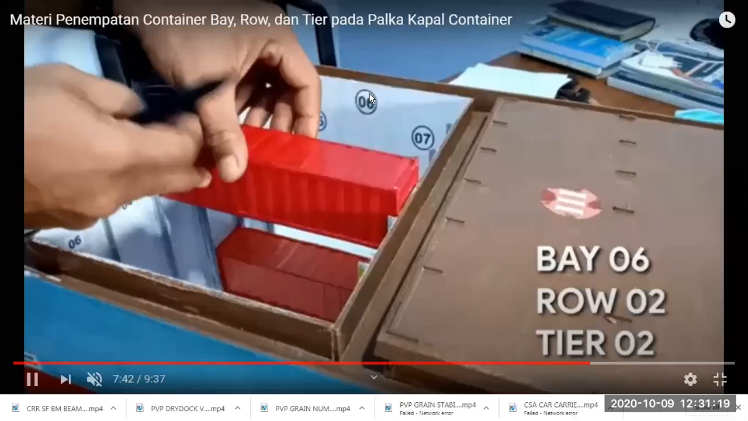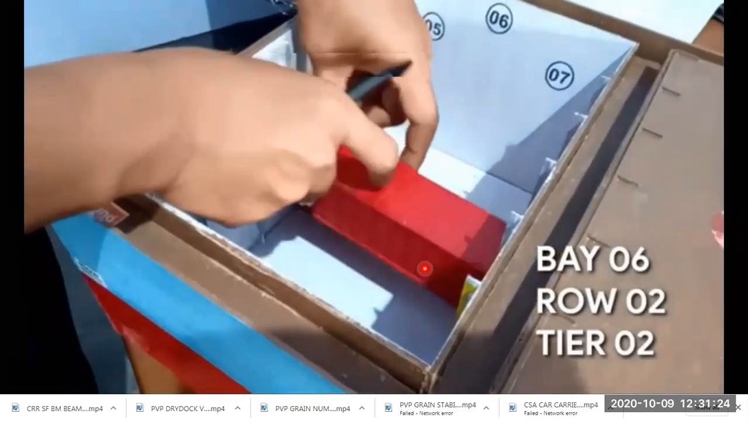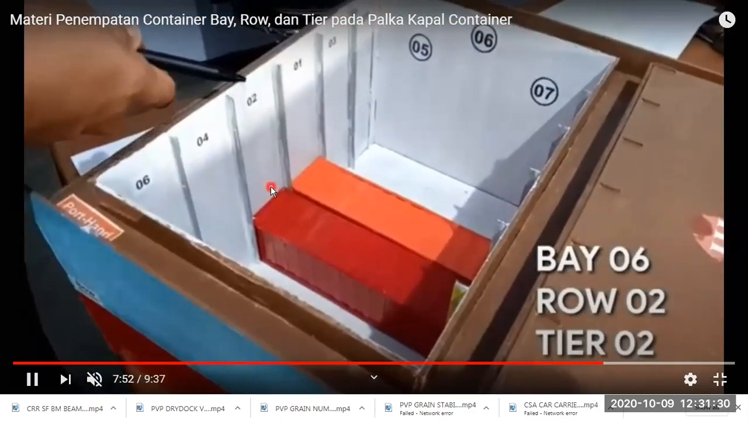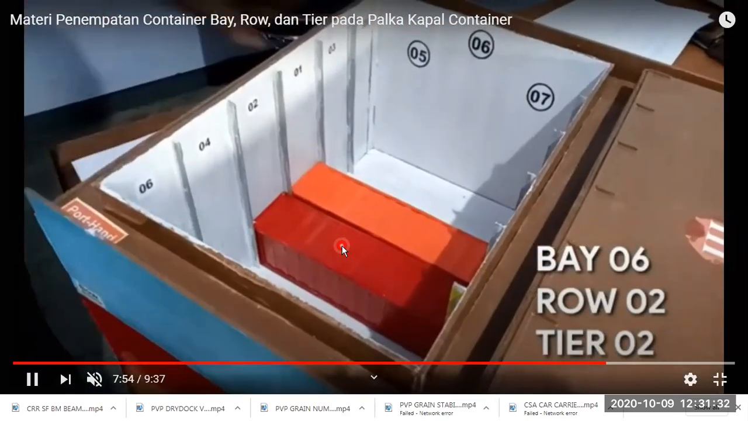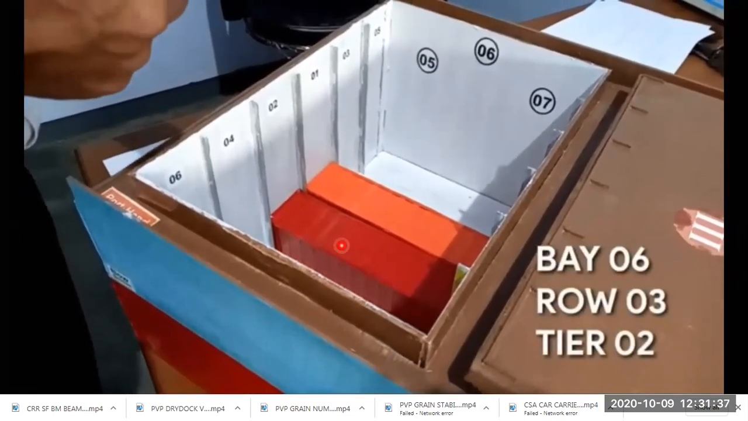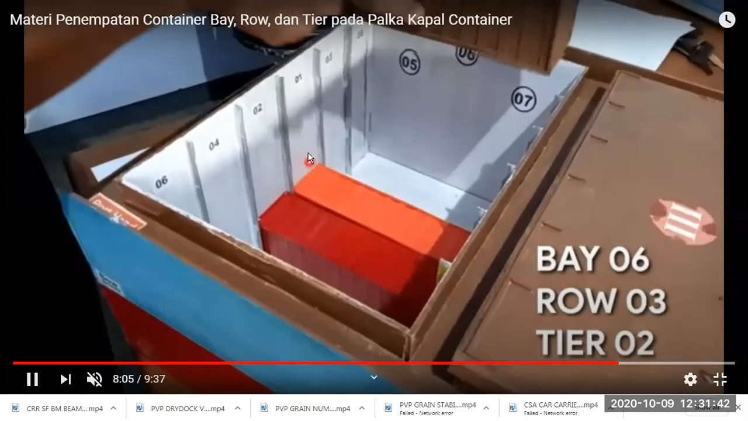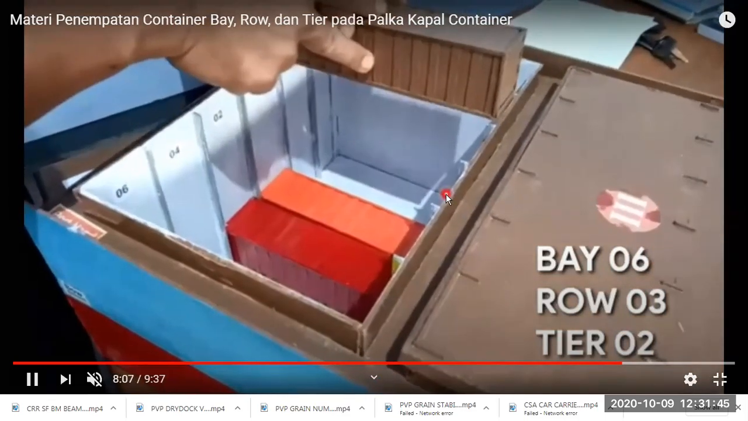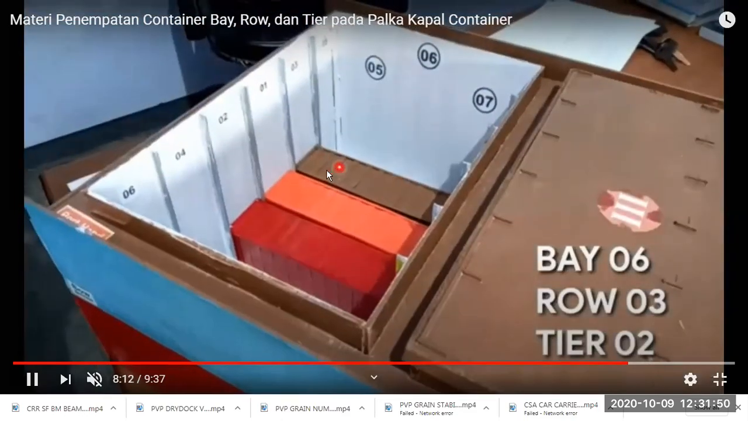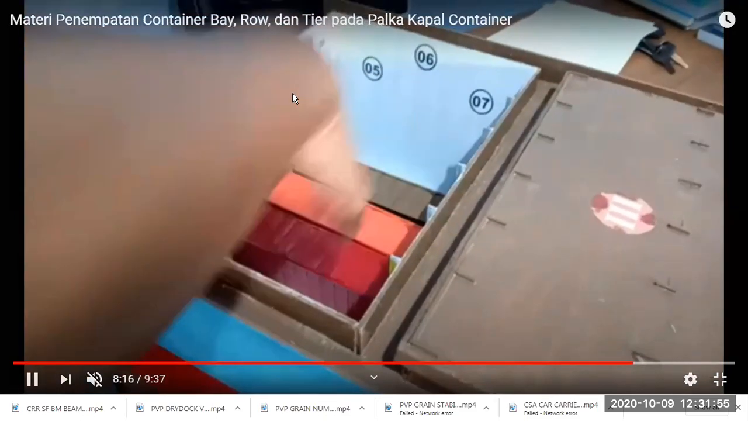Now you can mark. Then the next one is bay 06, row 02, tier 02. So bay 06 is only one bay we have. Row 02 is the first row on the port side, and tier 02 is from the bottom. So these are the bay plans for this. The next one is bay 06, row 03, tier 02. So bay 06 means a 40-foot container. Third row, that is the second row from the starboard side, and tier 02 is from the bottom. Then we see the last example.